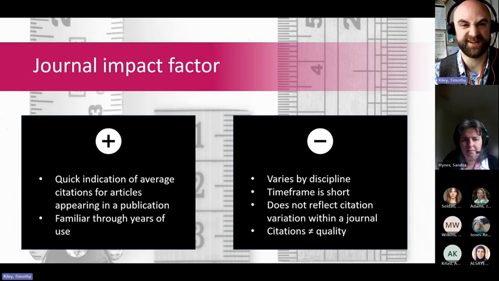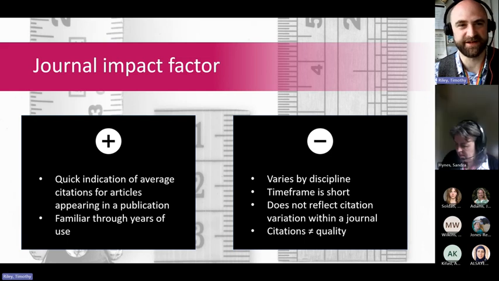And another advantage of this one is it's familiar. It's been in use for many years, so you can track the history of a journal. People are also familiar with how it works. So people generally understand what you mean if you talk about journal impact factor.